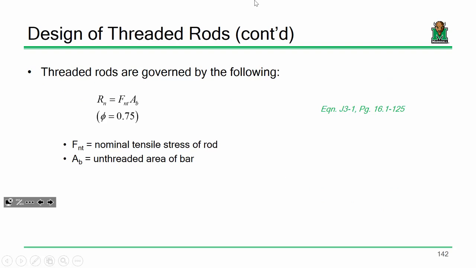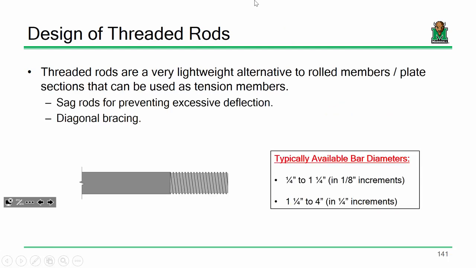To compute the capacity of a threaded rod, it's pretty simple. The capacity is the nominal tensile stress times the area. Now, in this case, when I say area, I am not saying diameter of the hole times the thickness. In this case, the area really is pi over 4 d squared, because here's the threaded rod, I'm yanking on it, and then samurai sword or lightsaber through the section, and what do I have? A round bar. So the area is pi over 4 d squared.